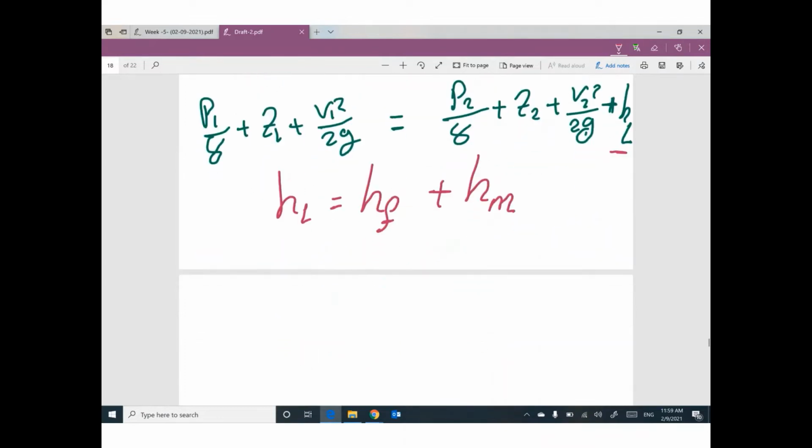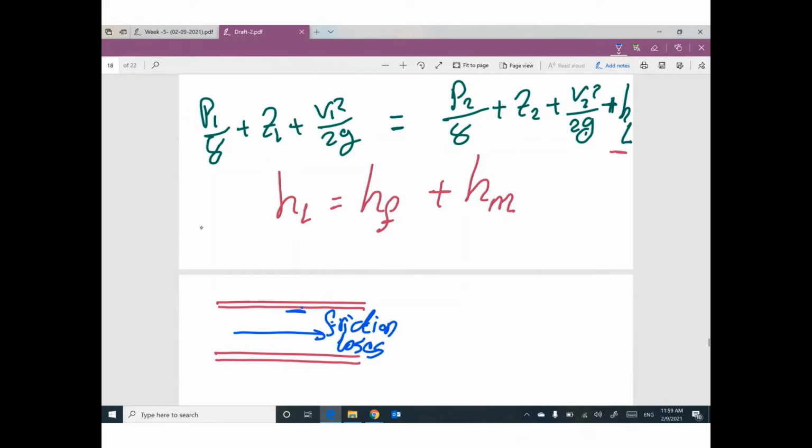For example, for the friction, we understand this pipe is made from concrete, for example, or made from steel, and you have flow. So we have friction between the two surfaces, the surface of the liquid and the surface of the pipe. This is friction losses. We understand this.